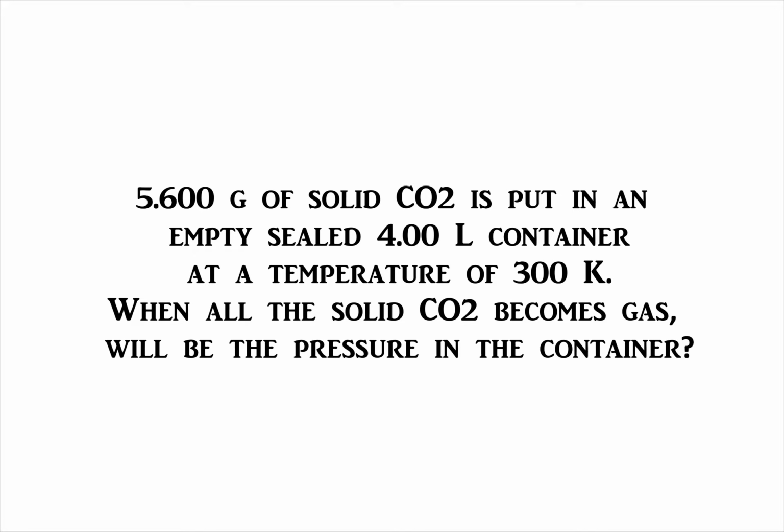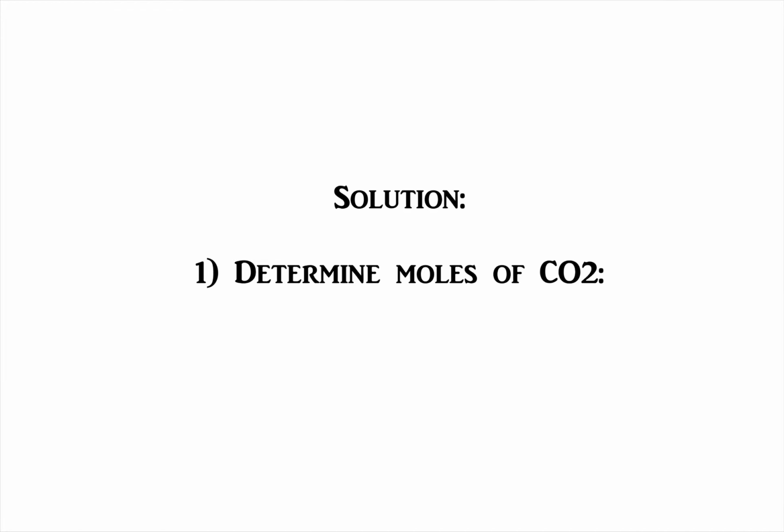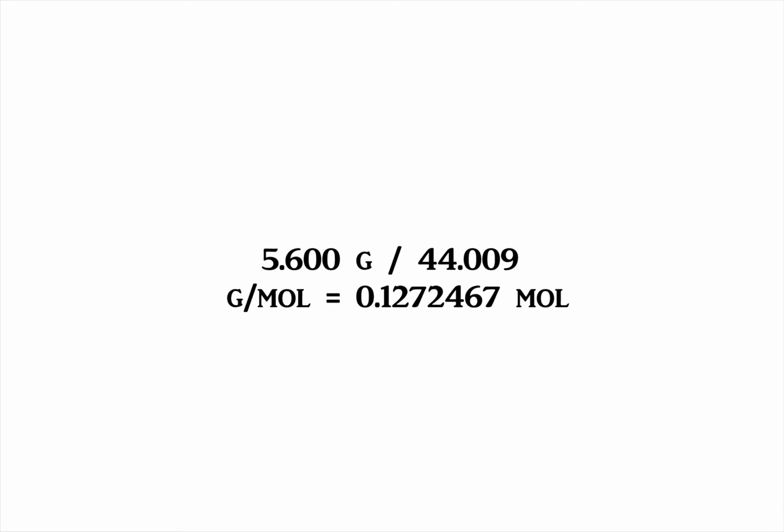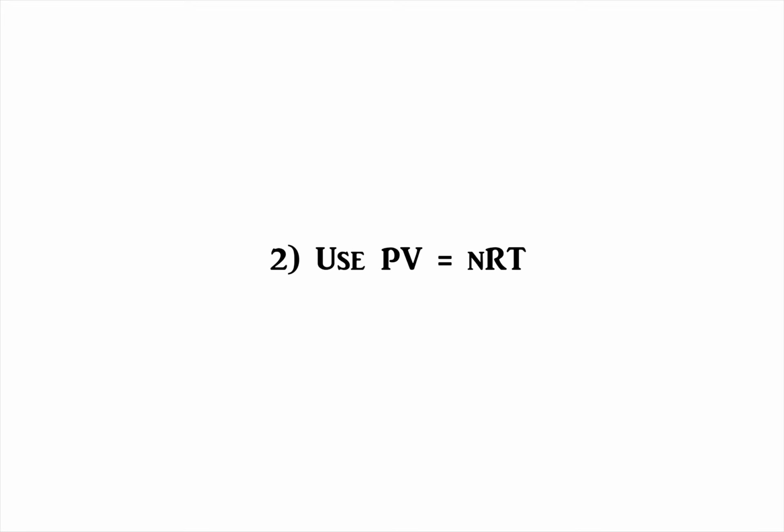For example, 5.6 grams of solid carbon dioxide is put in an empty sealed 4 liter container at a temperature of 300 Kelvin. When all the solid carbon dioxide becomes gas, what will be the pressure in the container? First, only the mass of solid carbon dioxide is given, so we must convert it into moles by dividing 5.6 grams by its molar mass of 44.009 grams per mole, resulting in 0.13 moles of carbon dioxide.